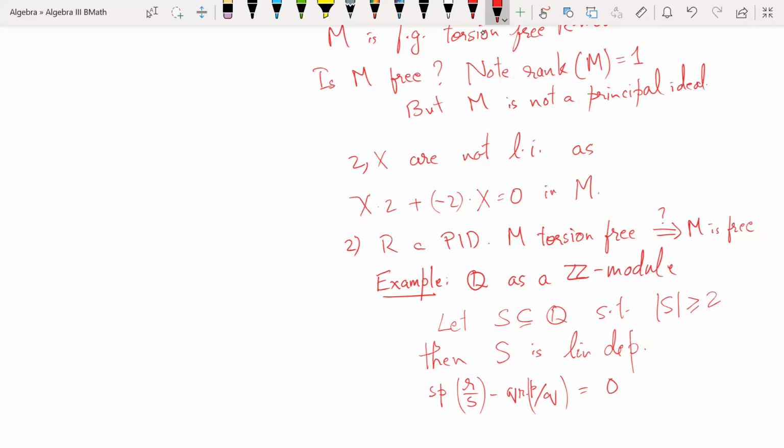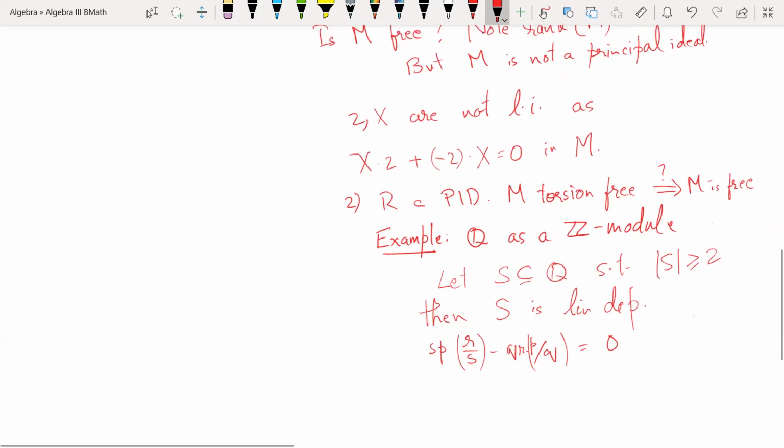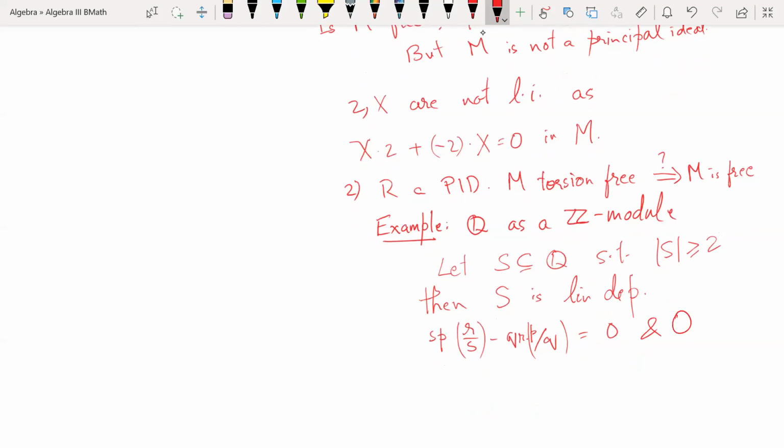If at all it has to be free, it has to be isomorphic to Z. But we know Q is not isomorphic to Z as Z modules. For that matter, apart from cardinality, there's nothing common between Q and Z.